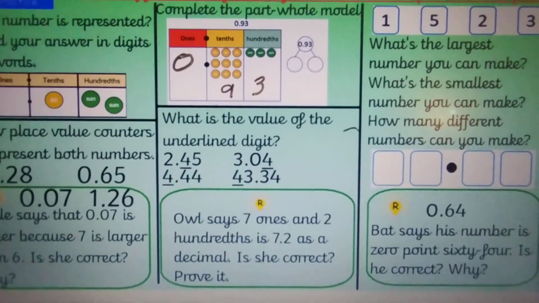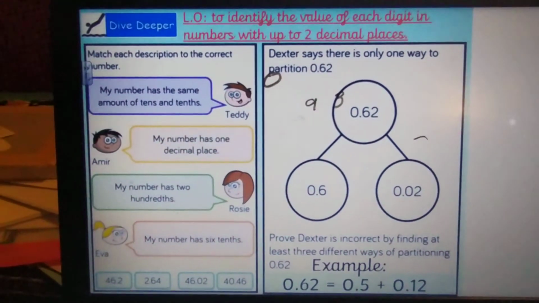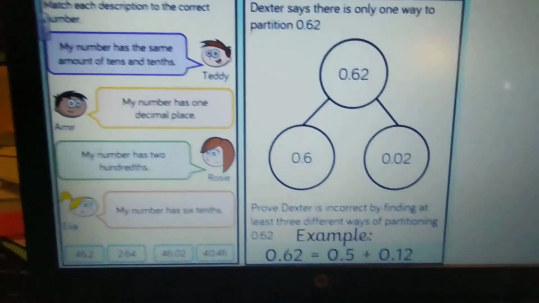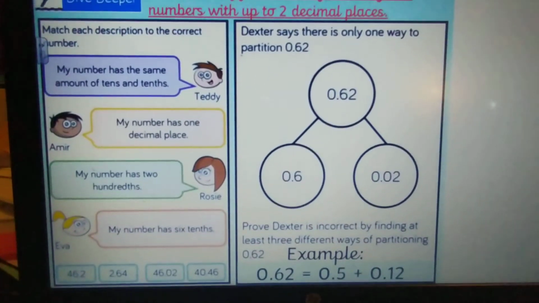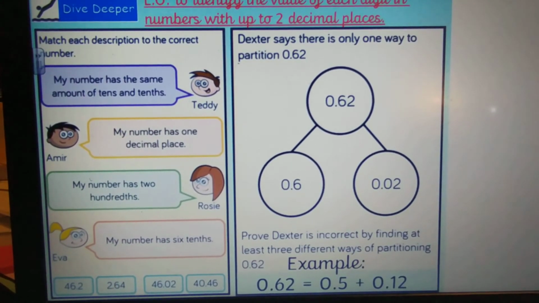Okay, so once you've had a go at the intelligent practice, I'm not going to talk you through this. The next bit is the dive deeper. So if you're feeling confident, we'd love you to have a go on that dive deeper and then send us your answers and we'll see how you've got on.